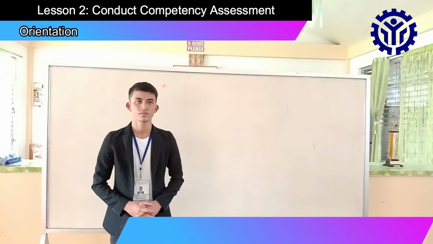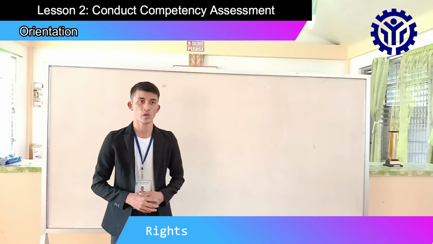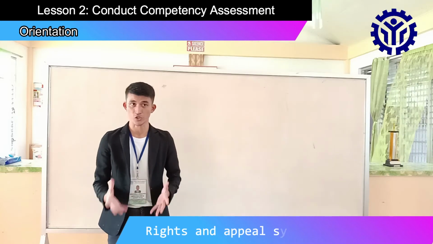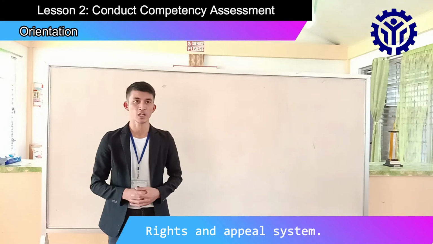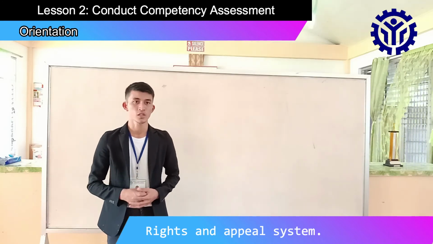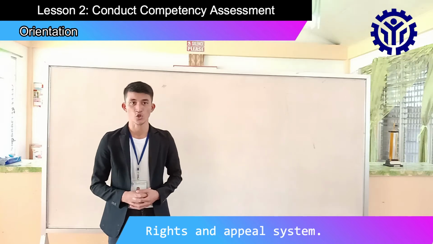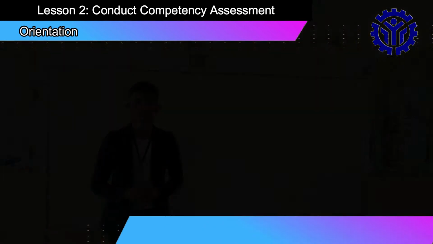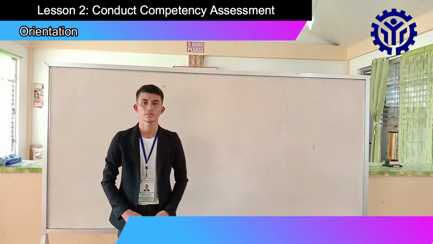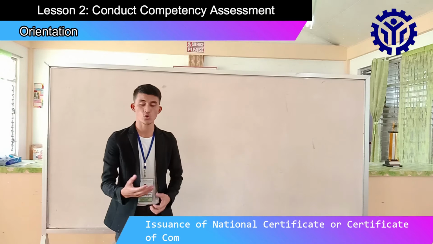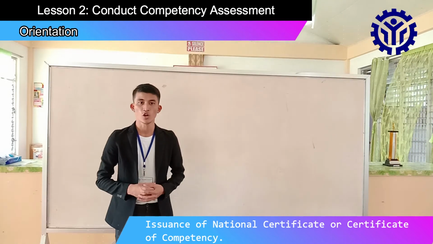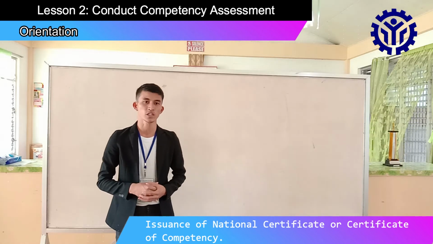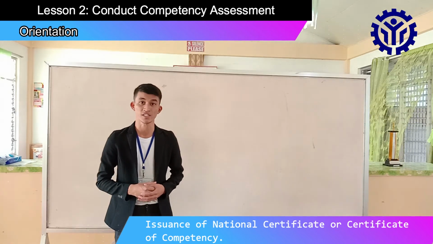Rights and appeal system. In case you have any questions regarding the assessment result, you have the right to appeal. You can submit your appeal to the District Provincial Office for the assessment center, and assessor are accredited. Issuance of national certificate or certificate of competency. For the issuance of national certificate, the AC manager shall inform you where you can claim your national certificate within 5 working days after the assessment.